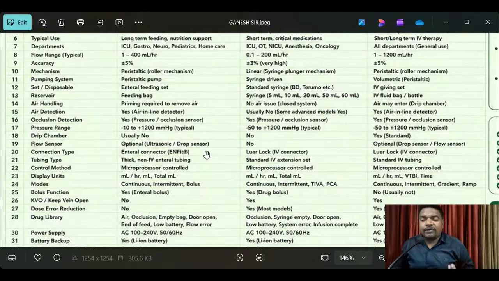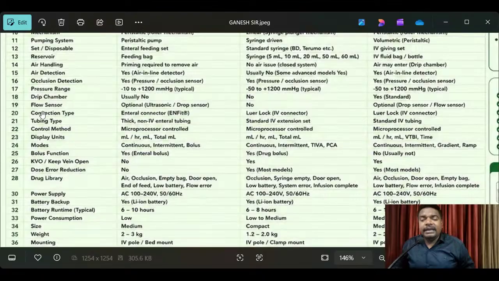Some companies do not provide it. So based on requirement we can buy the equipment, and the hospital will decide with the advice of the doctor. Now flow sensor, see here, in the syringe pump: no. Next, in the infusion pump: optical drop sensor or flow sensor available. So the drop sensors are available in the feeding pump and infusion pump, and not available in the syringe pump.